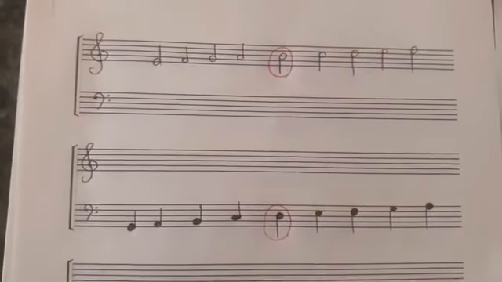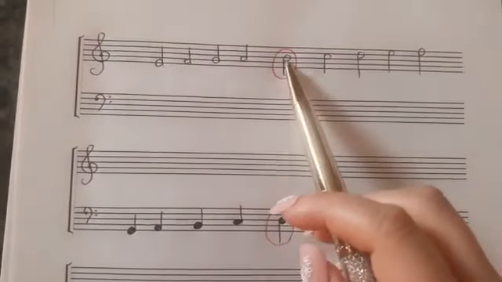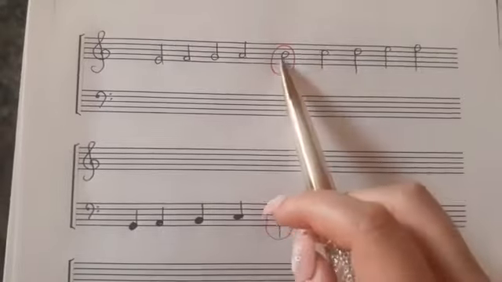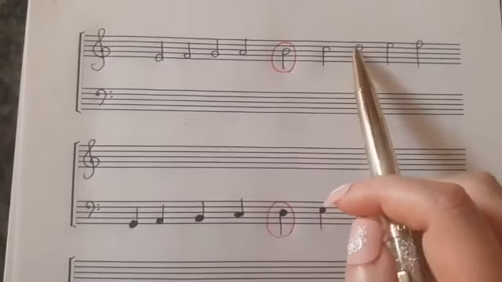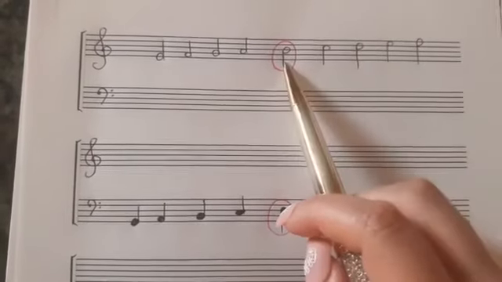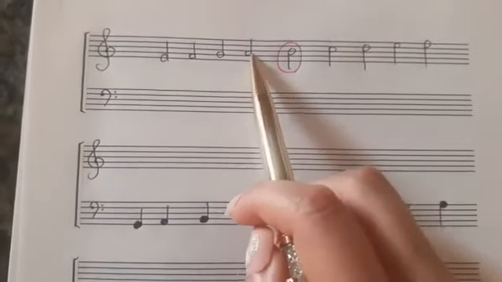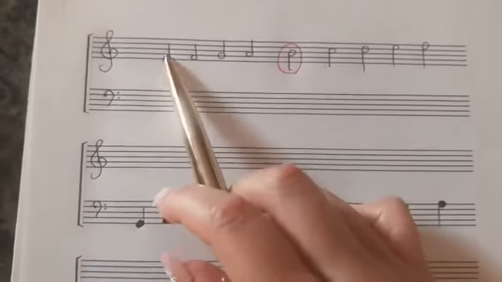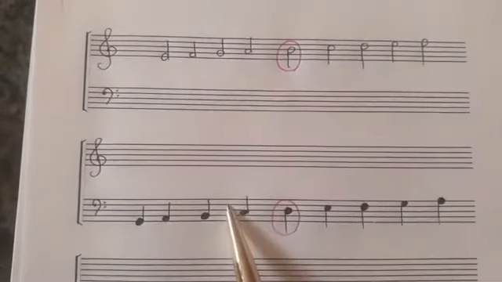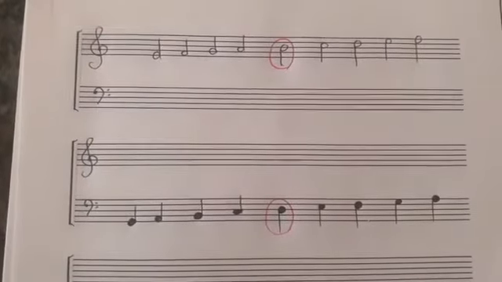Fourteenth class, stems up or down. If the notes are exactly on the middle line like this, or higher, then stems will go down, sticking to the left side of the notes. But if the notes are below the middle line like these, stems will go up, sticking to the right side of the head. Whether they're half note or quarter note, or whether they're in treble clef or bass clef, the rule applies the same.